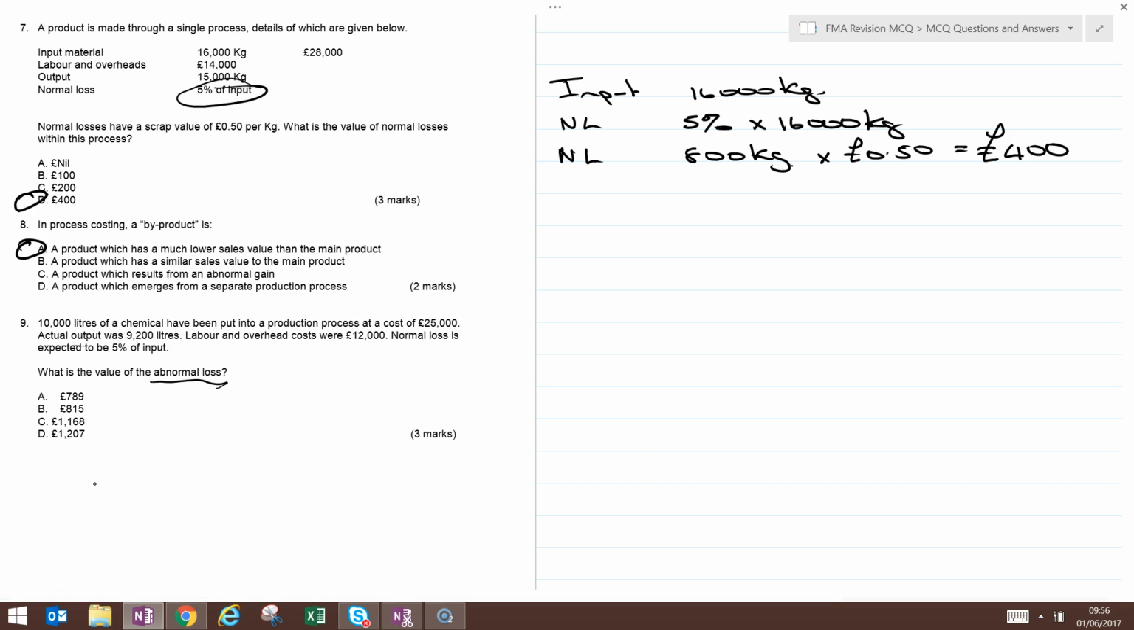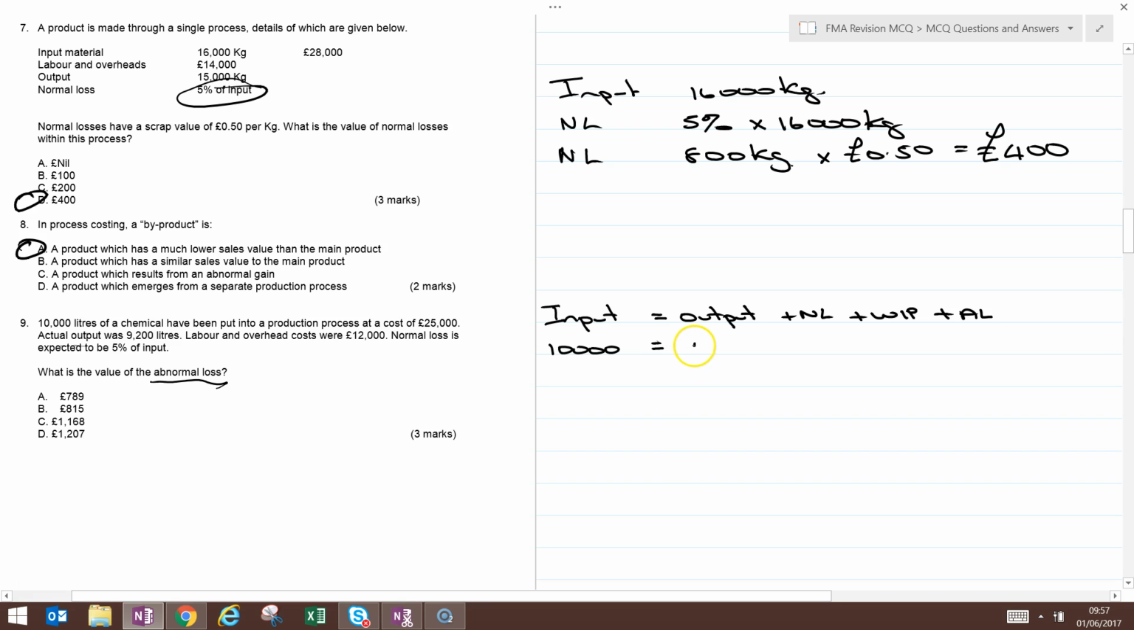So we're going back to the physical flow. Remember the physical flow, the input has to equal the output plus the normal loss plus work in progress plus abnormal loss, or minus again, but obviously we know there's a loss this time because we're being asked to work out the value of it. So we input 10,000 litres. Remember the physical flow is only quantities. We're not interested in the values at the moment. We'll use those in a minute.